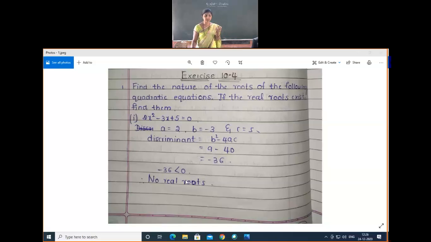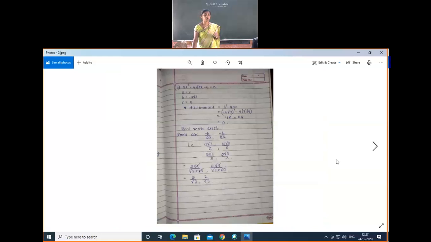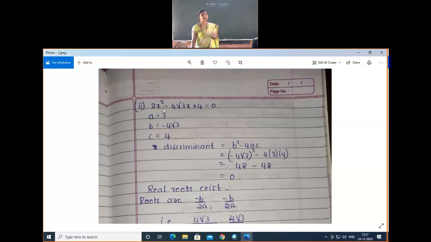What you observed here is minus 36 is less than 0, so you got the condition that b square minus 4ac is less than 0. So the nature of the roots: no real roots. Got the idea of this one? No real roots. Okay, next the second question, we'll work out the second problem: 3x square minus 4 root 3 x plus 4 equal to 0.